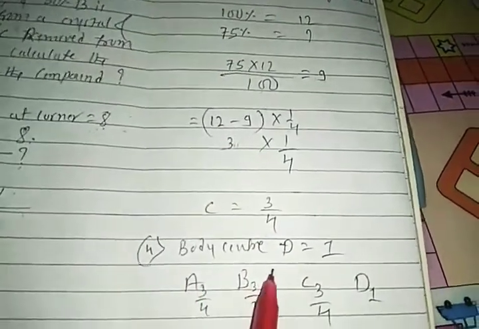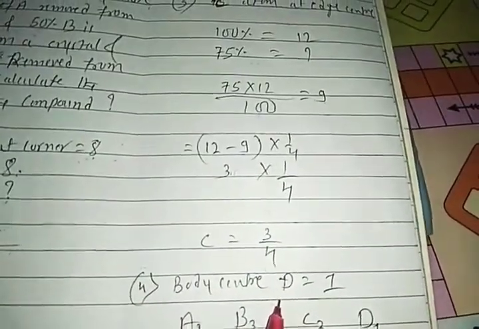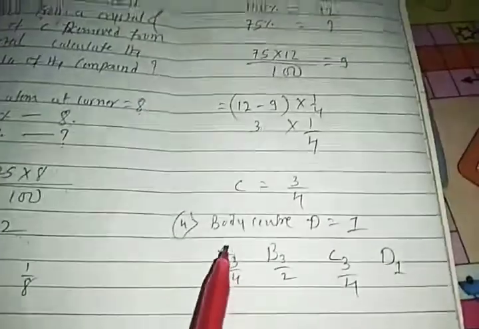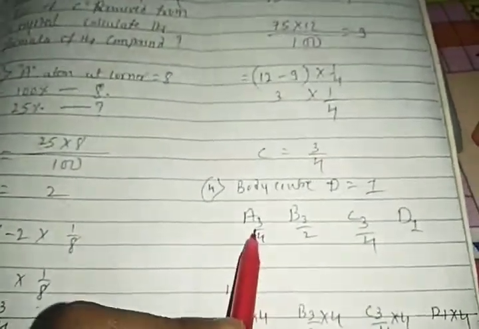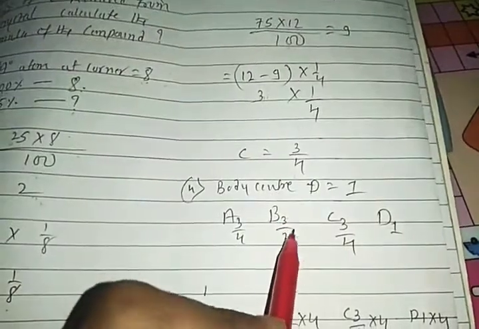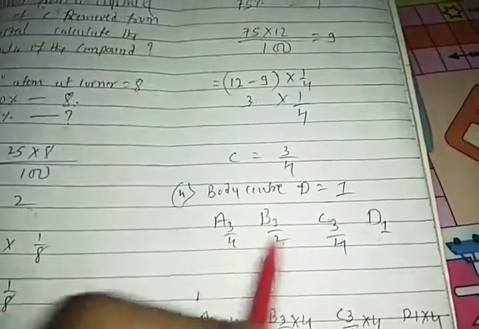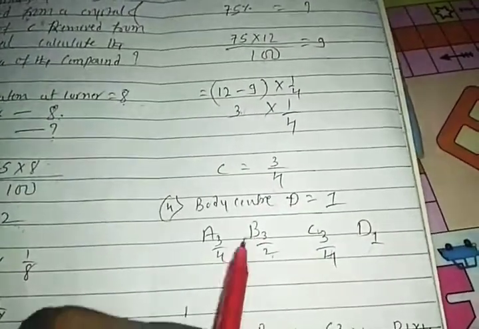And body center is constant because we are not removing any atoms. So D is equal to 1. So A is 3 by 4, B is 3 by 2, C is 3 by 4, D is 1. Here, students, I got this. This is the ratio, now the simplest ratio.